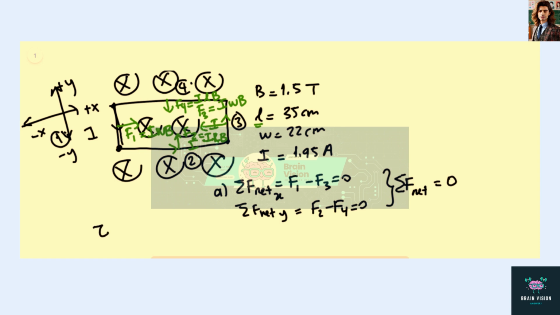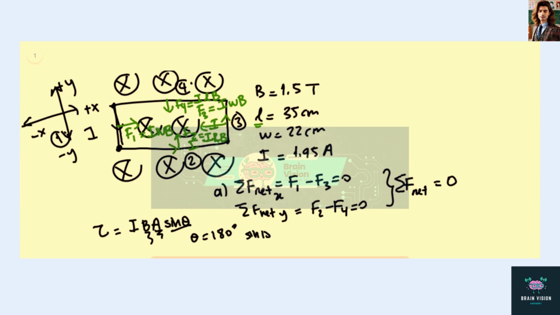Now, when it comes to torque, let's remember the equation for torque: I times B times A times sine of the angle between A and B, right? So in this case, the direction of A is actually out of the board towards us. This is the direction of A. The direction of B is, as you know, into the board. So the angle between the two, theta, is basically 180 degrees.